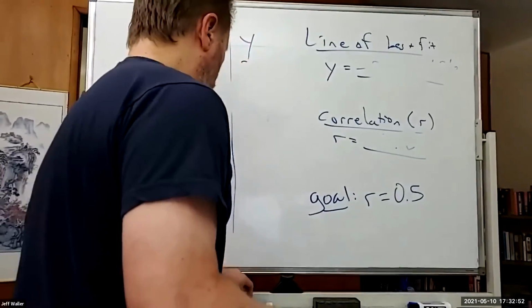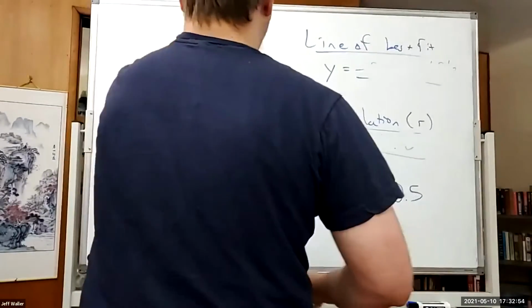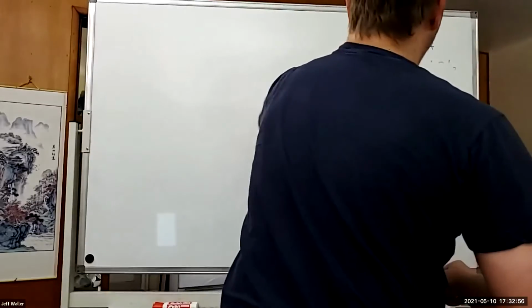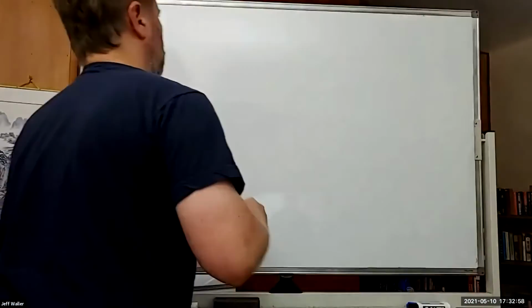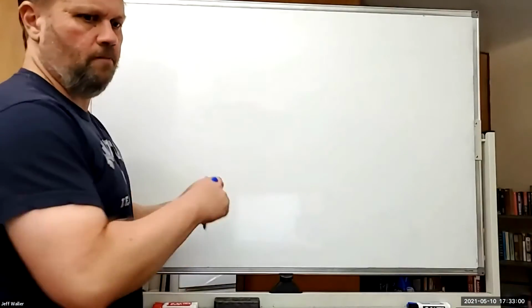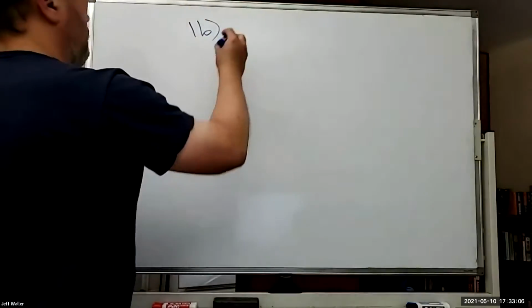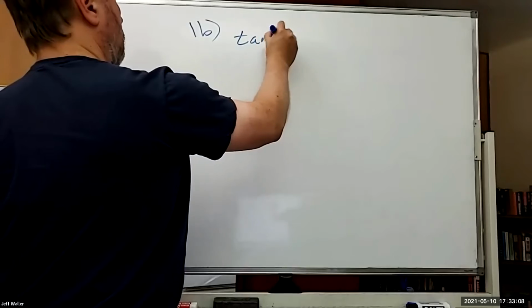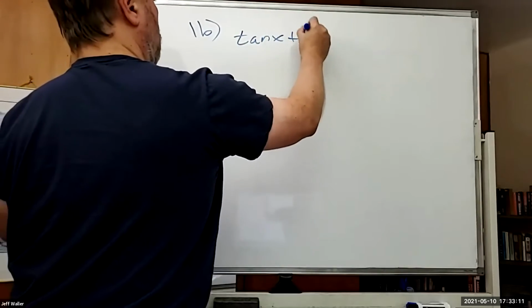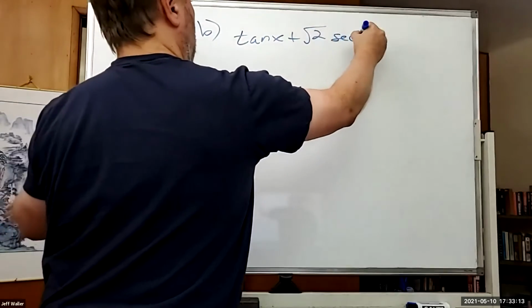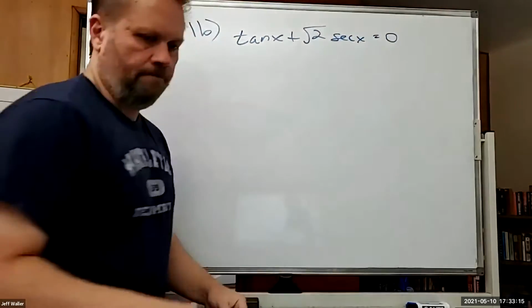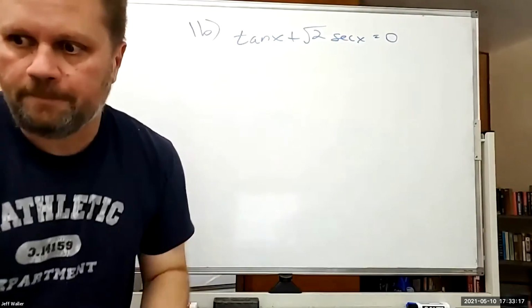All right, guys, so on, what was it, 1B, correct? 1B. Pretty much everybody had a problem a little bit like this. Some of you guys might have had sines and cosines or something. All right.